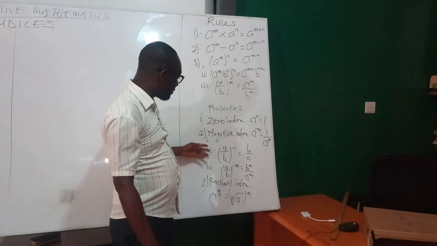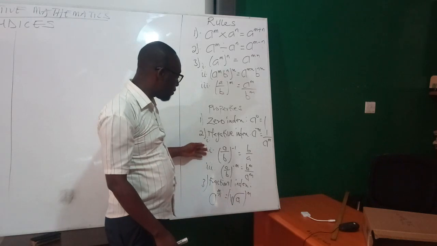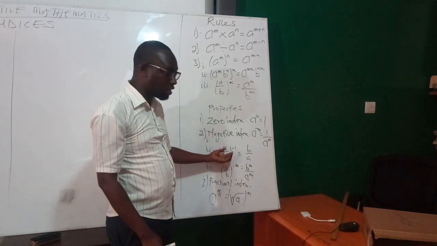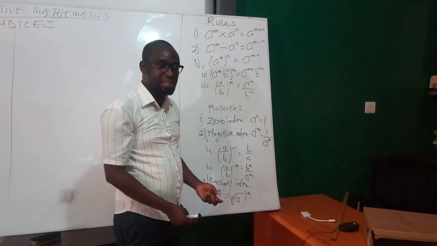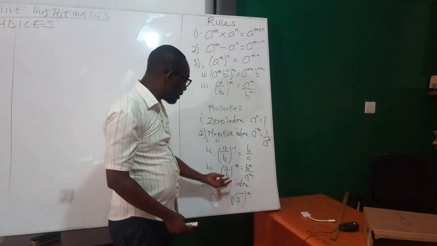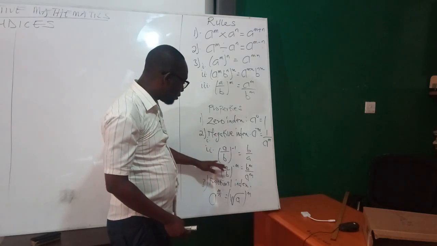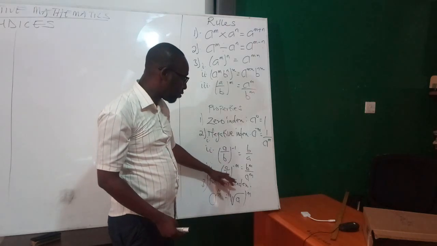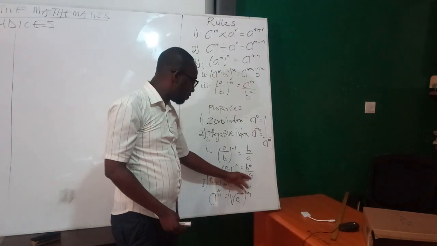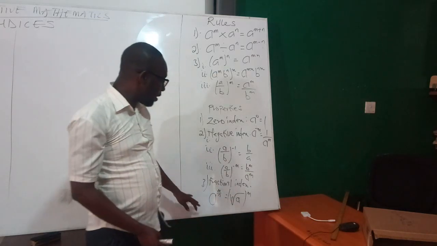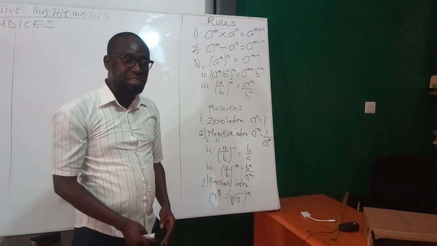Then we also have an aspect of it where we have a over b all raised to the power of negative 1. So now we find the reciprocal or we turn it, then we get b over a. Then an aspect of it is when we have a over b raised to the power of negative m. This will give us b exponent m over a exponent m. Then we look at the last one, which we call the fractional index.